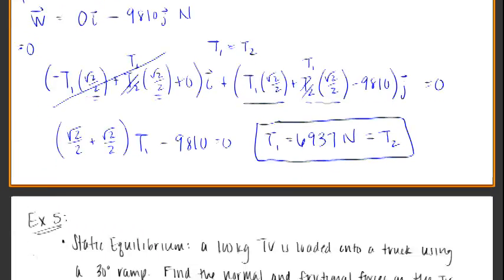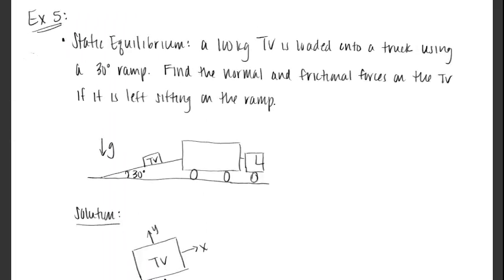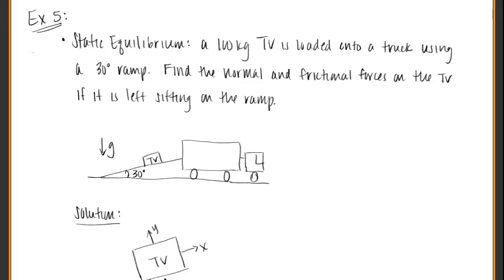I thought we were done, but it looks like we've got just one more problem to look at. Example 5. Ooh, this is actually a really good one. This is something you can probably see lots of times before. Okay, static equilibrium. So it's keeping everything in balance, nothing moving, just kind of like those two tension cables.